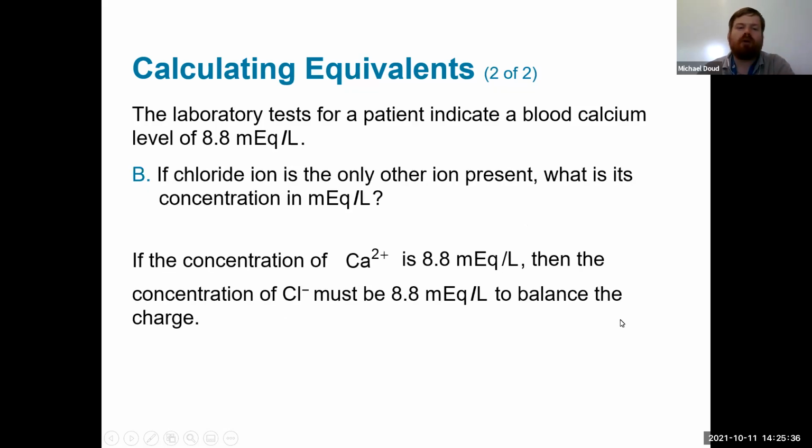Okay, now if chloride is your only other ion that's present, what is its concentration in milliequivalents per liter? Well, remember, you don't have to do any molar equivalence here because equivalence is already in terms of charge. So 8.8 milliequivalents per liter of positive charge has to be balanced with 8.8 milliequivalents per liter of negative charge.